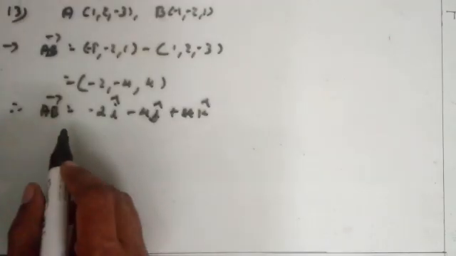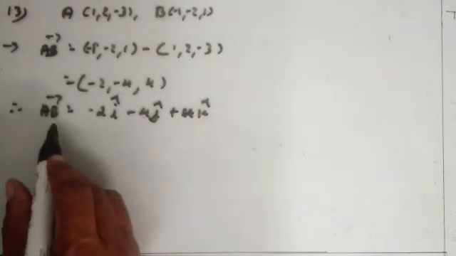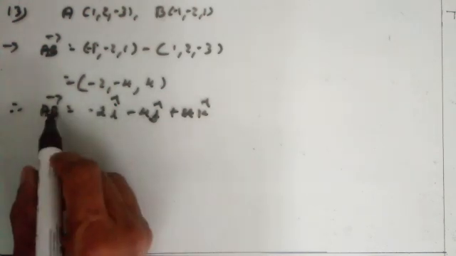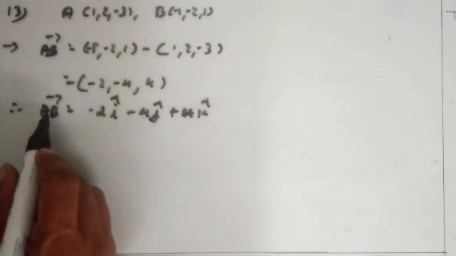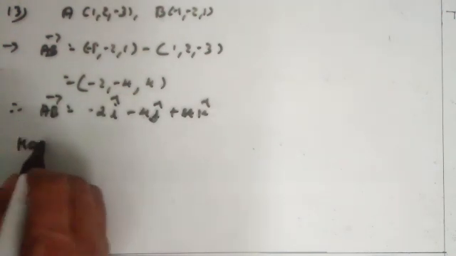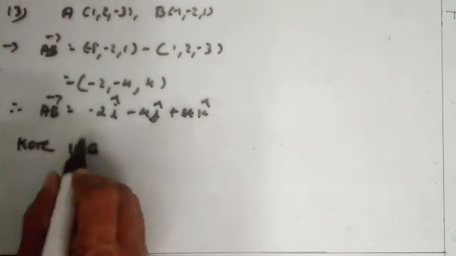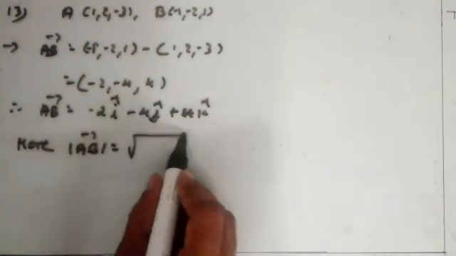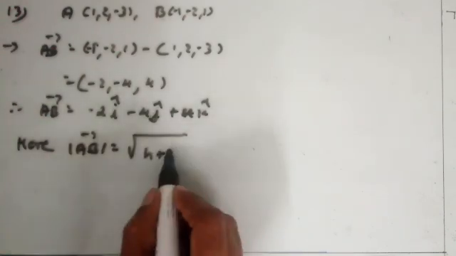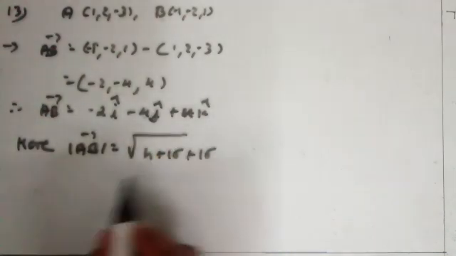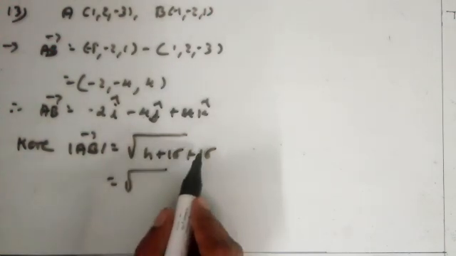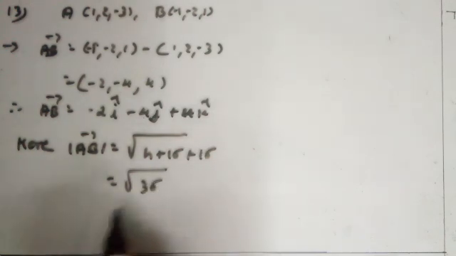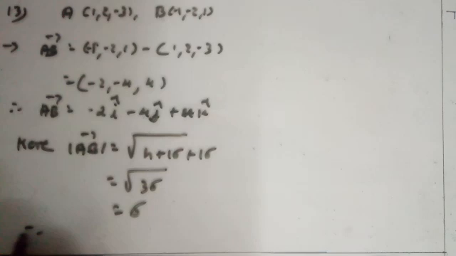Now find the direction cosine. Direction cosine of AB is equal to a upon mod of AB, b upon mod of AB, and c upon mod of AB. First find the magnitude of AB. Mod of AB is equal to root of 2 square is 4, plus 4 square is 16, plus 4 square is 16, which is root of 36, equal to 6.